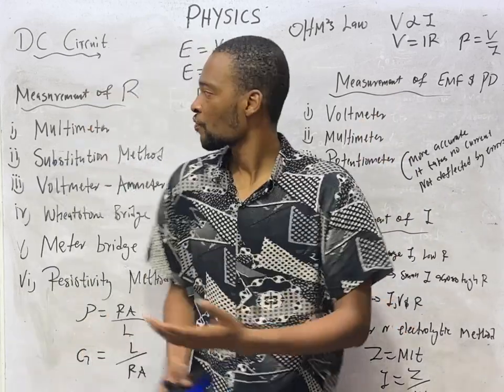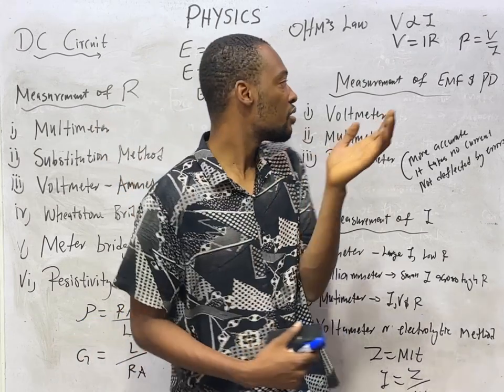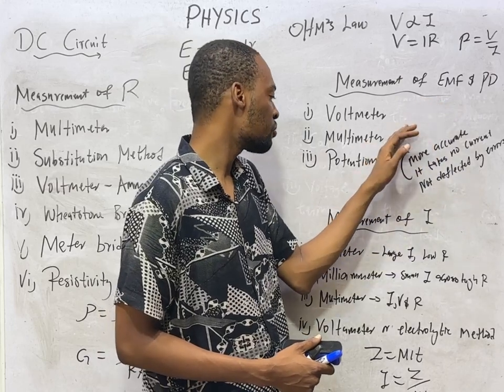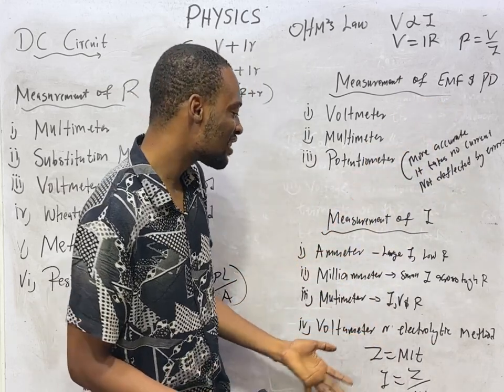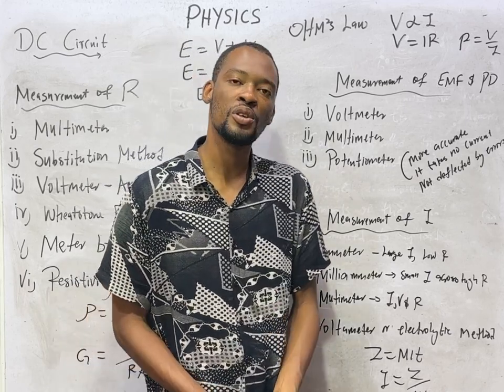As you can see, in measuring of resistance, we mentioned multimeter. Measurement of EMF and potential difference, you see multimeter. Measurement of current, you also see multimeter. And we have the voltameter or electrolytic method, which is used to measure current.